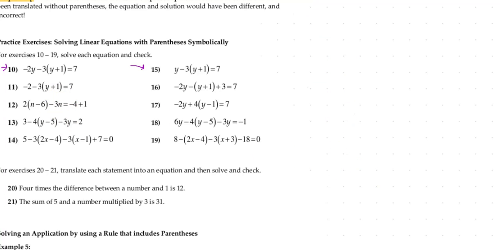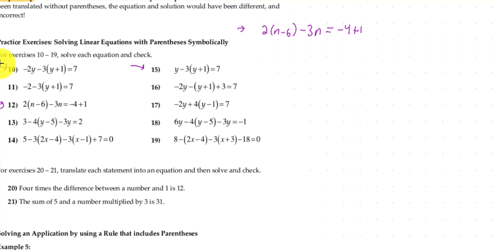Okay, let's try number 12. I'm going to rewrite 12 over here. Okay, so I've rewritten number 12, let me just put a little arrow next to it. I rewrote that up here.